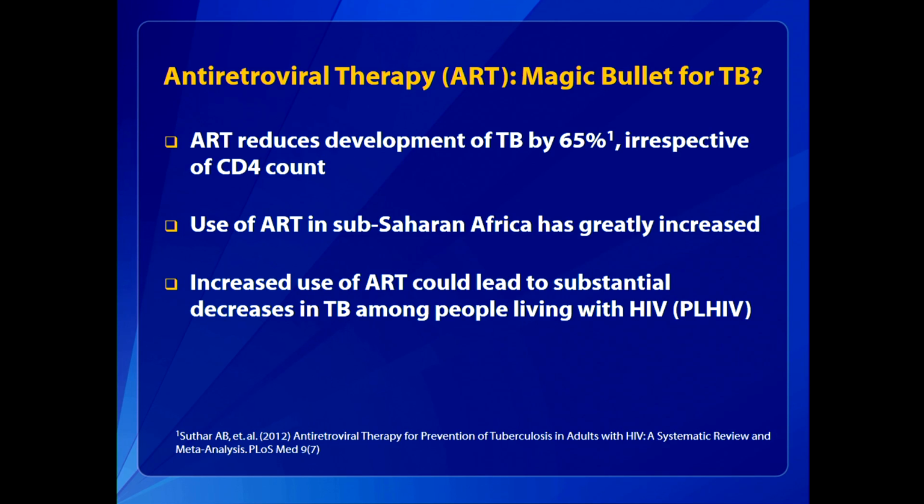Clinical trials and cohort studies have shown that antiretroviral therapy reduces the development of TB by 65%, irrespective of CD4 count. In the last decade, use of ART in sub-Saharan Africa has greatly increased. Increased use of ART could lead to substantial decreases in TB among people living with HIV.